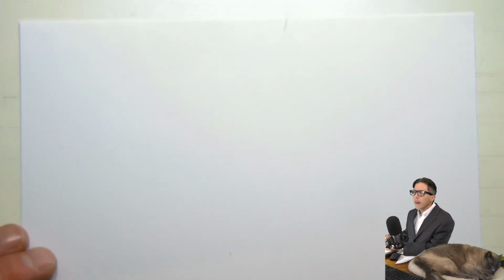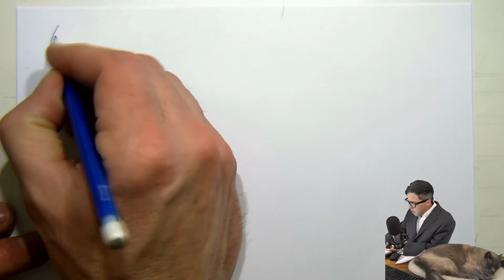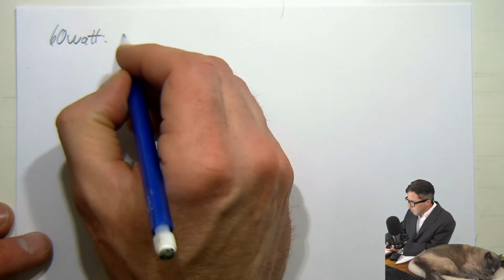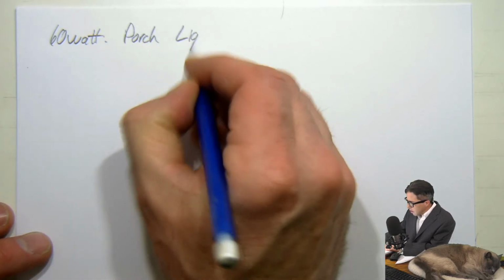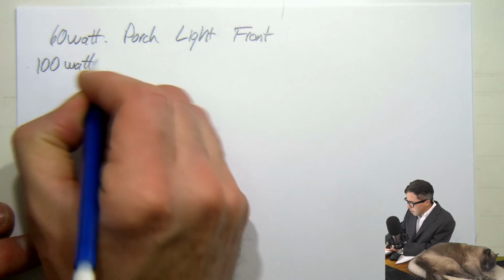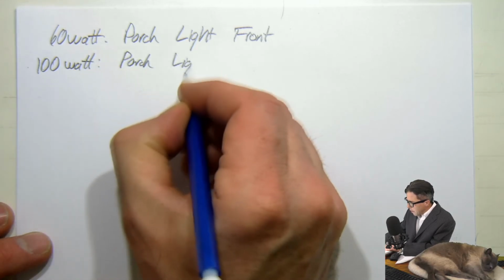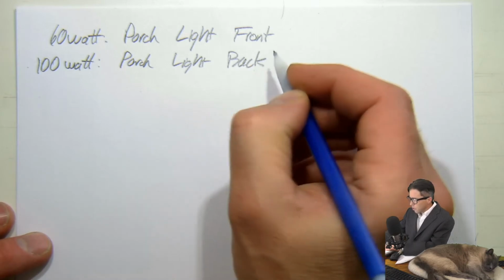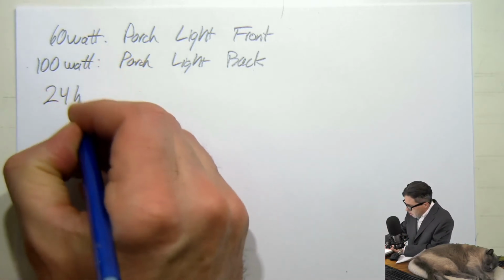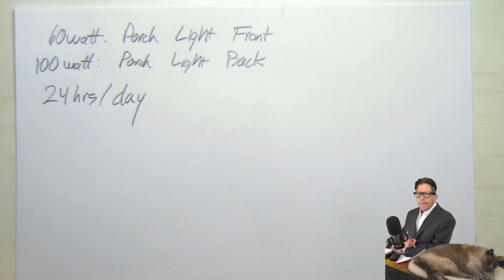Okay, so let's do another example. Let's say I've got a 60 watt porch light in the front, and I've got a 100 watt porch light in the back of my house. One in the front, one in the back, and they're on 24 hours a day. How much coal do I need to burn for just these 2 light bulbs in a year?